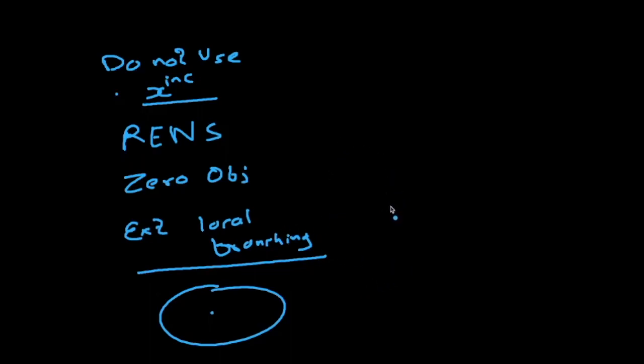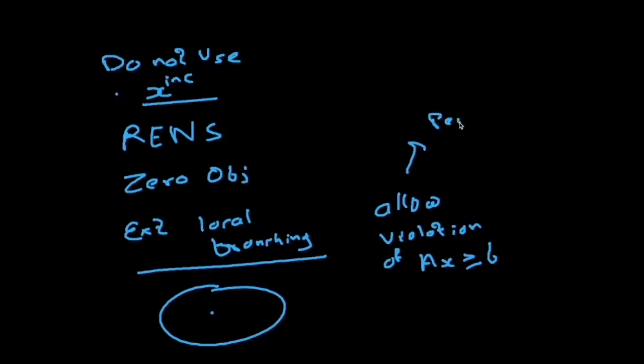And there are some particular LNS heuristics which allow violation of constraints. For our regular constraint, Ax greater than or equal to b, we can allow violations, but in that case you need to penalize it, and the penalty is introduced in the objective. This is something that we haven't discussed, but it can be added to any of the heuristics that we discussed today.